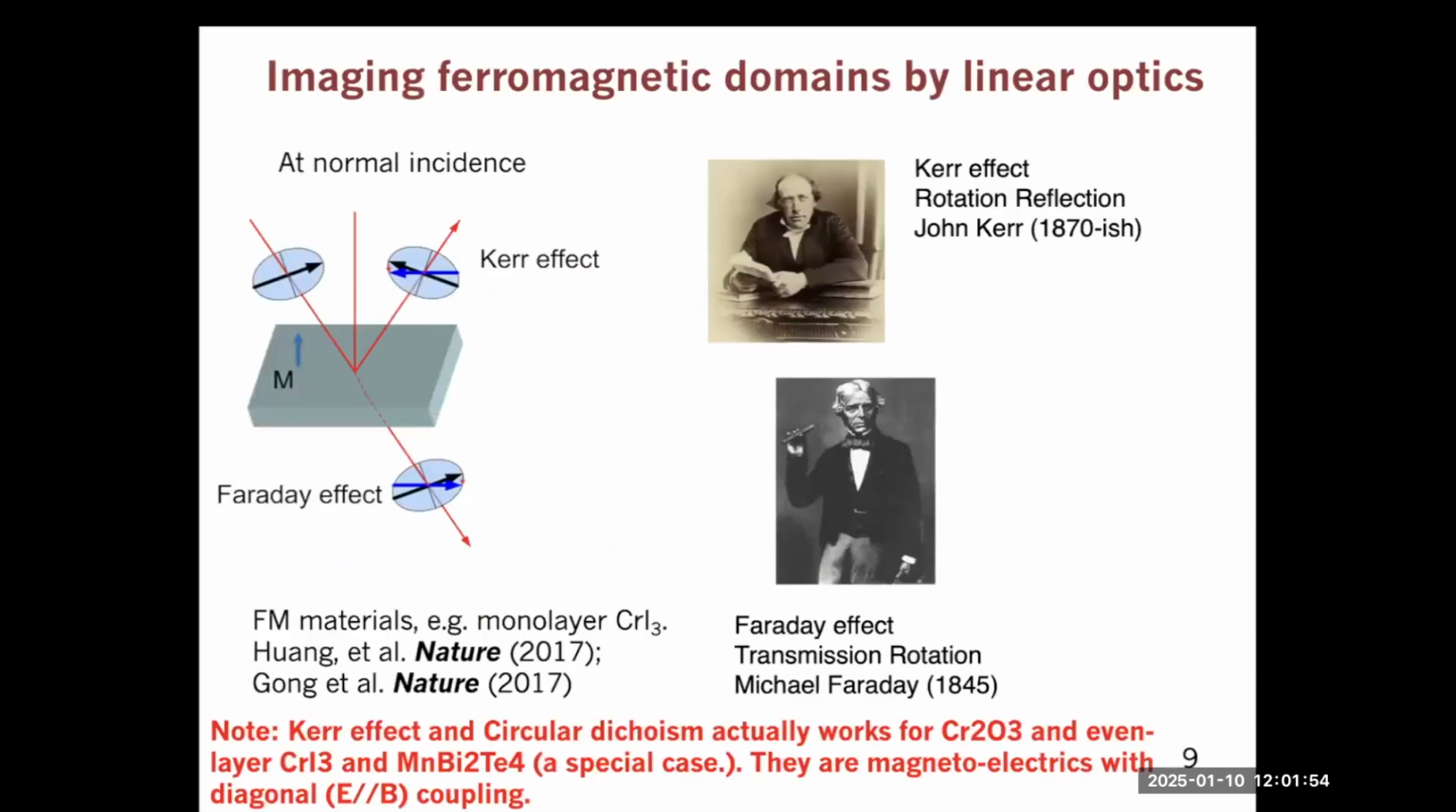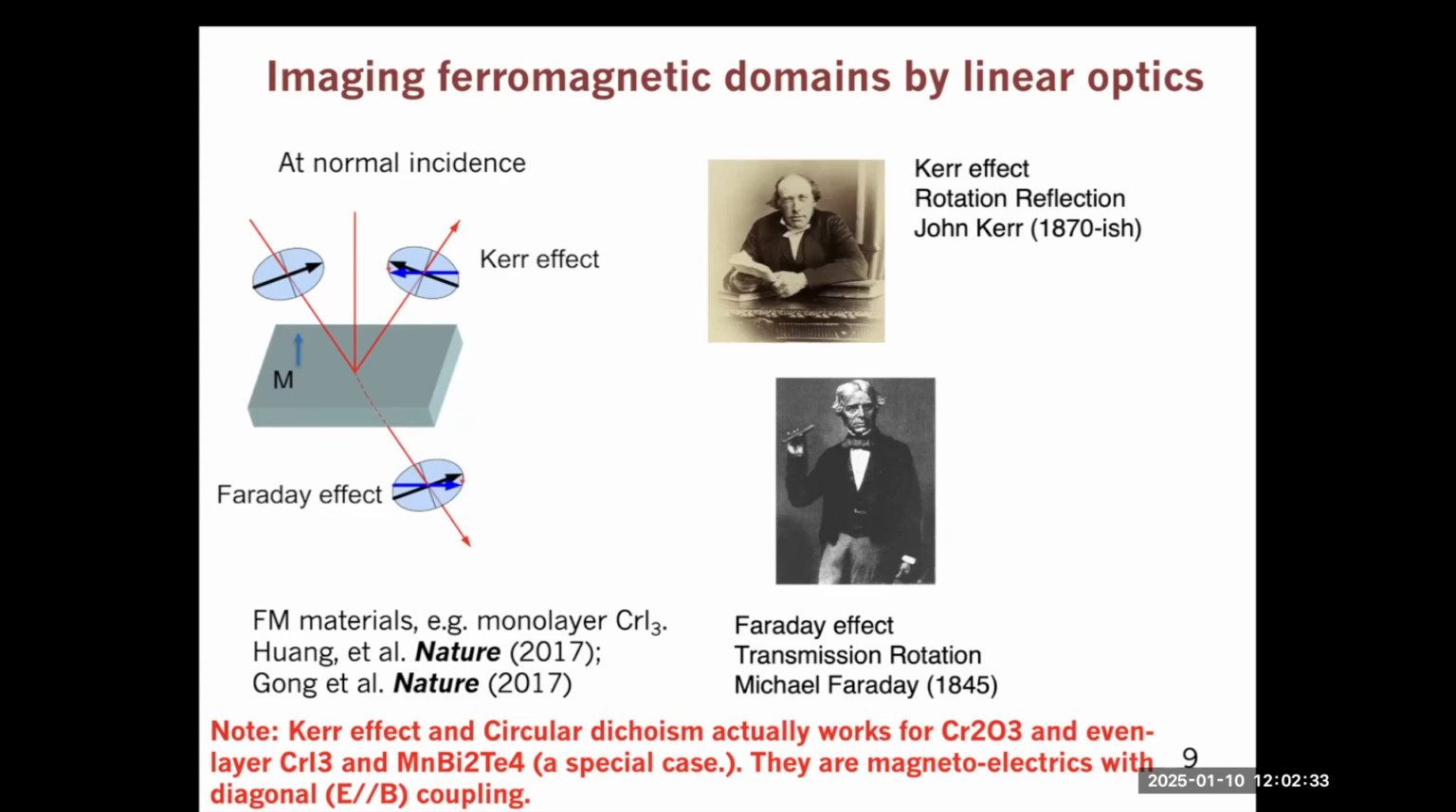But before that, let me tell you about linear optics, which you might be more familiar with in a ferromagnet. If we have a ferromagnet with out-of-plane moment, and we shine linear light at normal incidence, then in reflection the polarization plane will have a rotation, called Kerr rotation, named after John Kerr. And in transmission, the polarization plane will also have a rotation, called Faraday rotation, named after Michael Faraday. Of course, usually for a collinear antiferromagnet there's no net moment, so the Kerr effect and Faraday effect don't work.